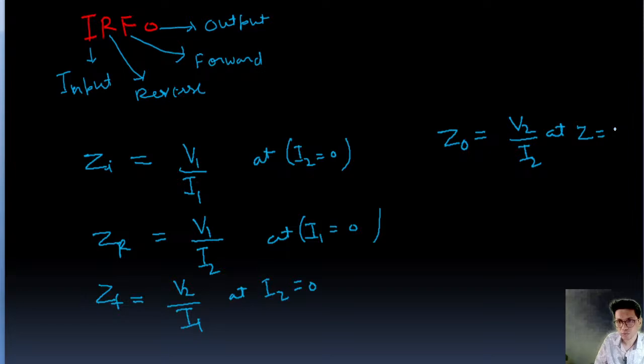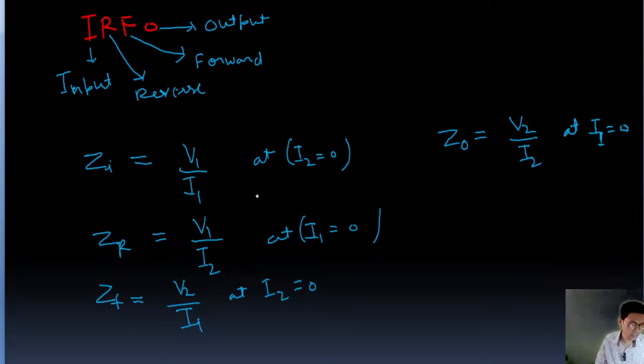ZO is V2 upon I2 at I1 equal to 0. So these are the values, very important.